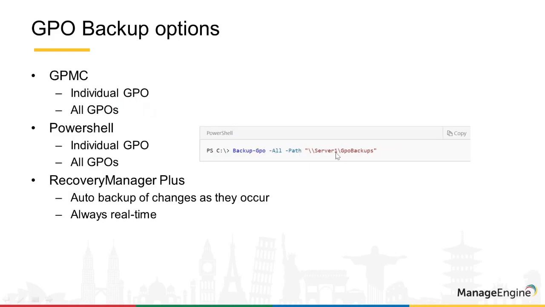PowerShell, you'll see here, you have to get a special PowerShell version to actually be able to do this, right? The AD module won't do this for you unless they've added it in recently. So you need to be able to back these up, but you can script this, right? So you can back up individual GPOs or all GPOs.